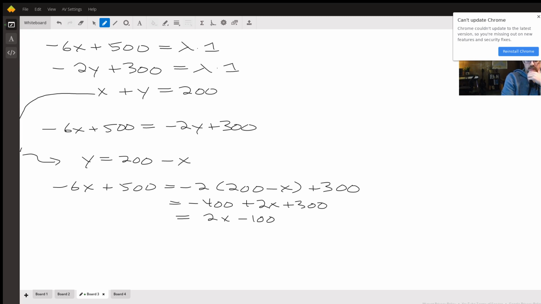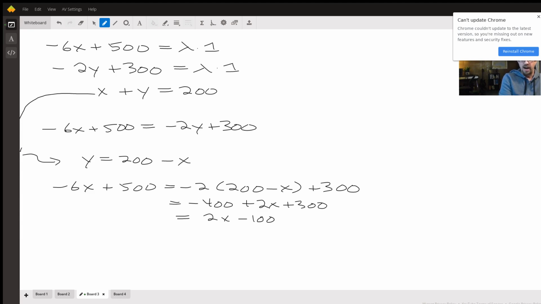Calculator. 600 over 8 is 75. Ta-da! Okay. The only, I mean, you could check this with the graph, but like I said, the graph's kind of hard to look at because these numbers are so big. But I can kind of show you. I'll try. Anyways, okay. So that's 75.